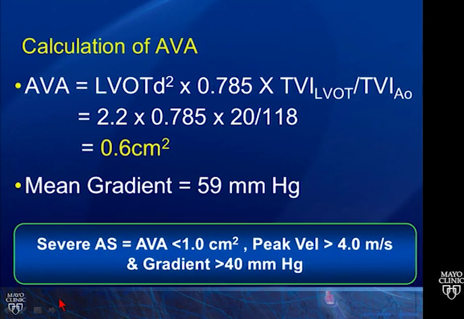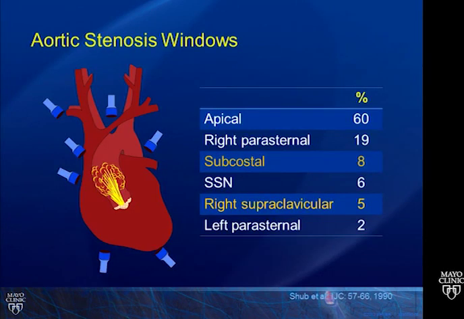And we know now that the criteria for severe aortic stenosis is a valve area of 1 centimeter squared or less, a peak velocity of greater than 4 meters per second, which this patient had, and also a mean gradient of 40 millimeters of mercury or greater. And then this is more of a practical point, but you want to make sure whenever we're looking at patients with aortic stenosis that we align with the flow of blood.